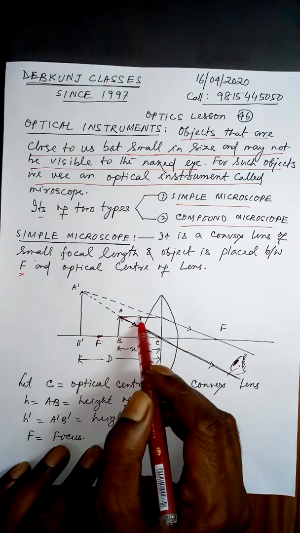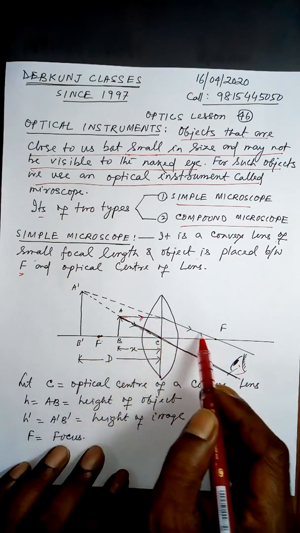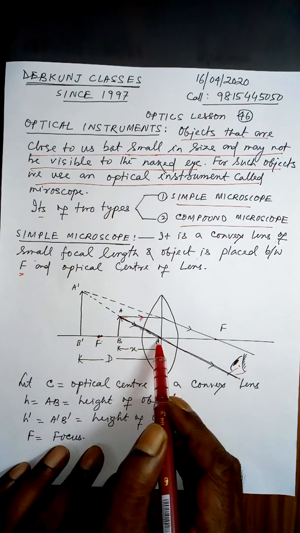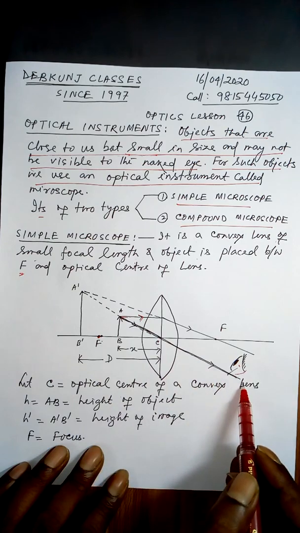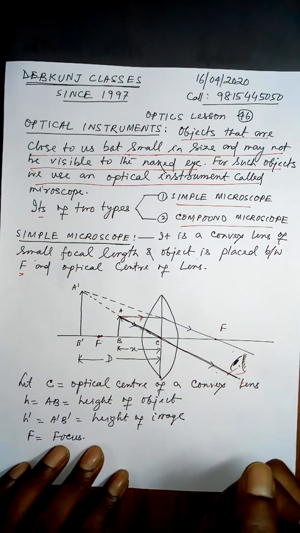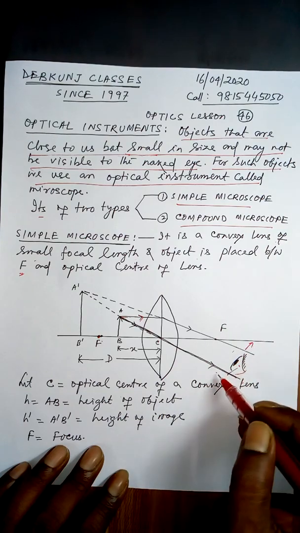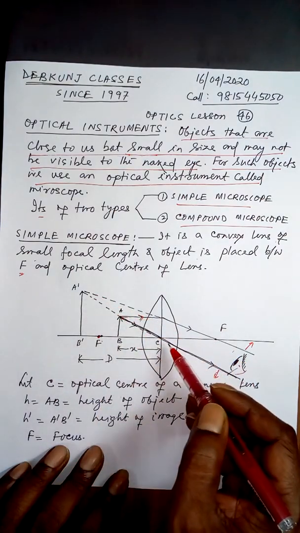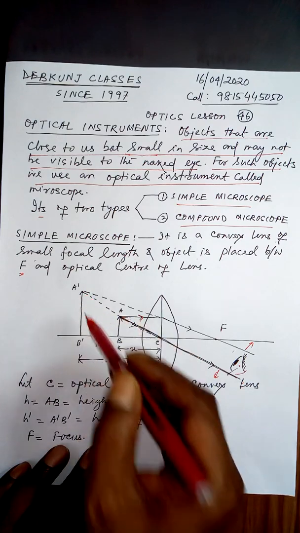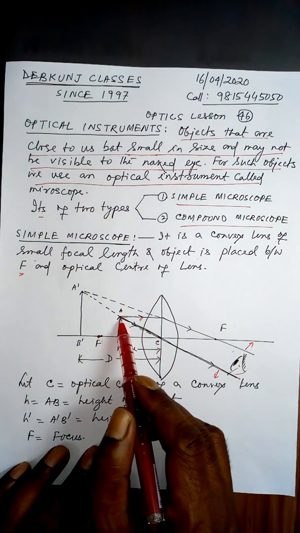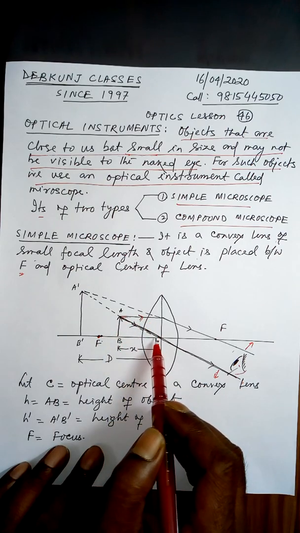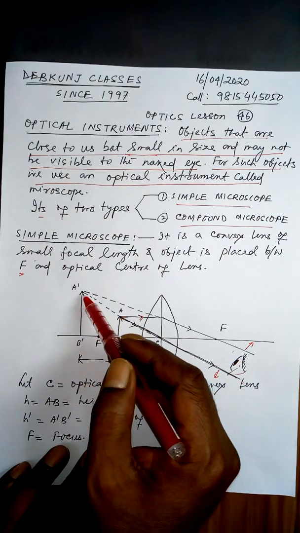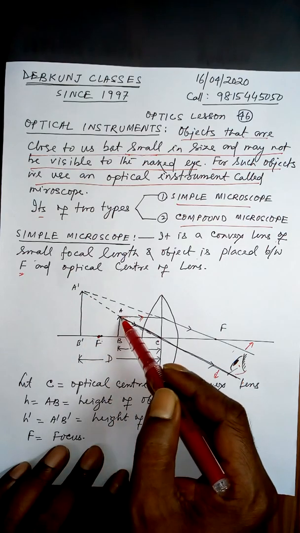So a ray going parallel to the principal axis passes through focus, as explained earlier, and a ray passing through the optical center of the lens goes undeviated. These two rays on this side are diverging, so they will not meet on this side. When produced backwards, both the rays appear to come from A dash. So two rays were taken from A, one like this, one like this. After refraction, both of them appear to come from A dash. Therefore A dash is the image of A. So A dash B dash is the image of AB.